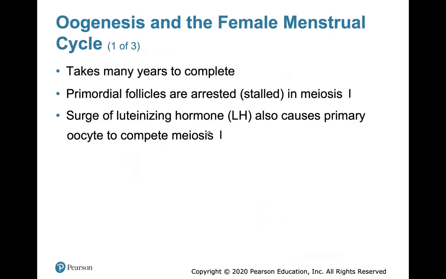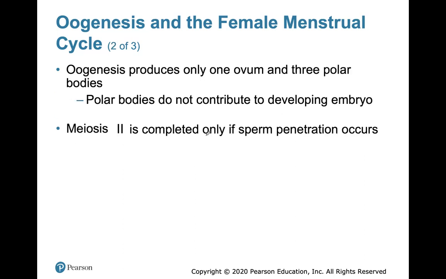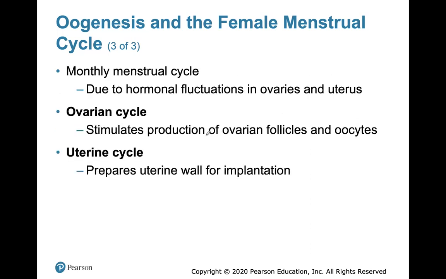Oogenesis in the female menstrual cycle takes many years to complete. You have primordial follicles arrested or stalled in meiosis 1 already in a female embryo. Luteinizing hormone can also cause primary oocytes to complete meiosis 1. Oogenesis always produces 1 egg and 3 polar bodies, and meiosis 2 is completed if a sperm penetration occurs.